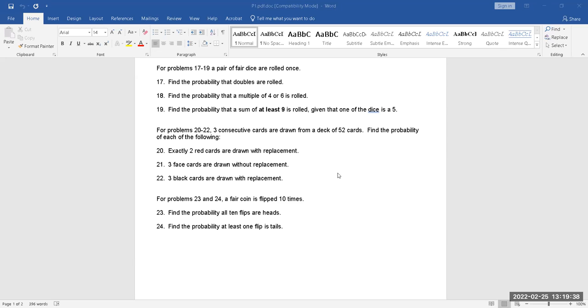So with replacement, without replacement, it's not complicated, but I have to keep track of, okay, am I putting it back or am I not? Because it's going to change the probability.